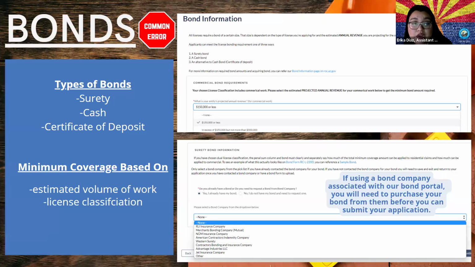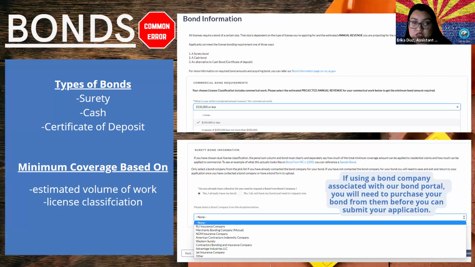And highlighted at the bottom are a few bond companies that have access to our online portal. That means that they have access to adding your bond to your online application only. Again, this is only if you are applying through our online portal, which is why we do want people to use it, especially if you're using any of those highlighted bond companies below. They will attach the bond for you.